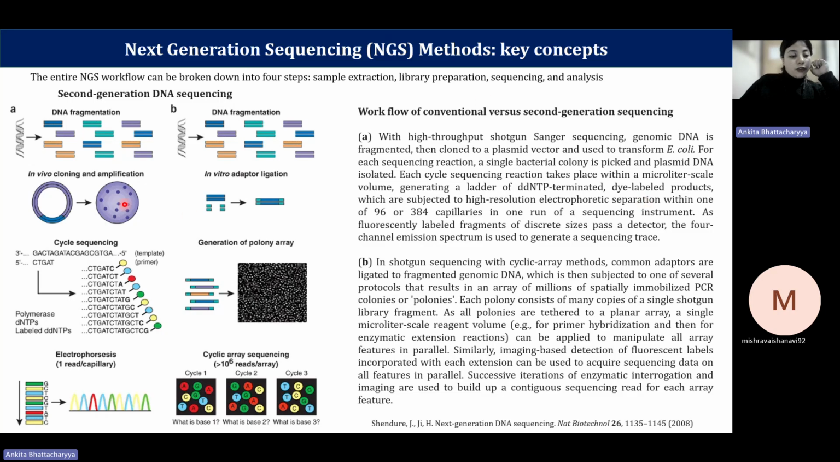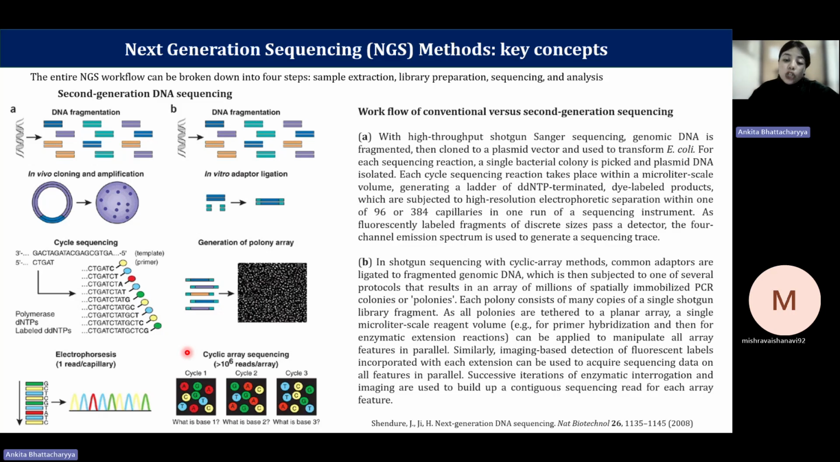So here is what you see for cycle sequencing. This is your template. These are your primers. The CTGAT is your primer. And then you have a ladder of DNA molecules based on where chain termination has actually occurred. When fluorescently labeled fragments of these discrete sizes pass the detector, the emission spectrum is used to generate a sequencing trace. So overall, the idea of Sanger remains the same. Where it differs is that you are introducing your DNA into bacterial cells, expanding it, and then subjecting it to Sanger sequencing.